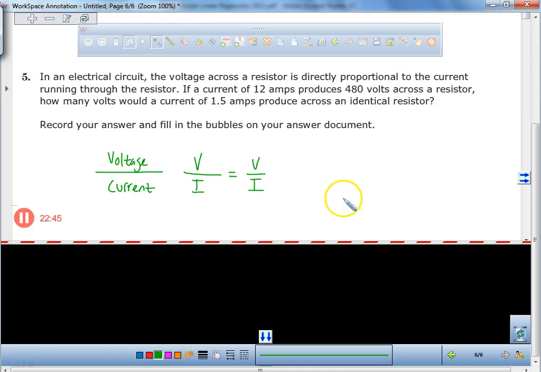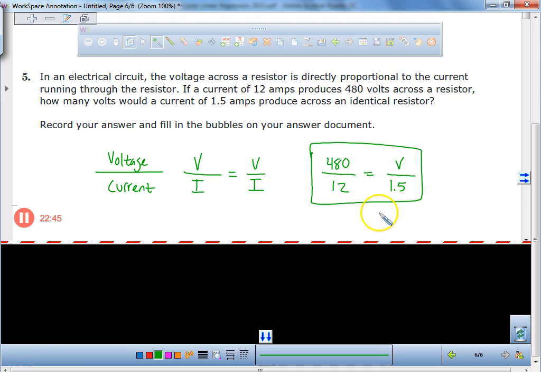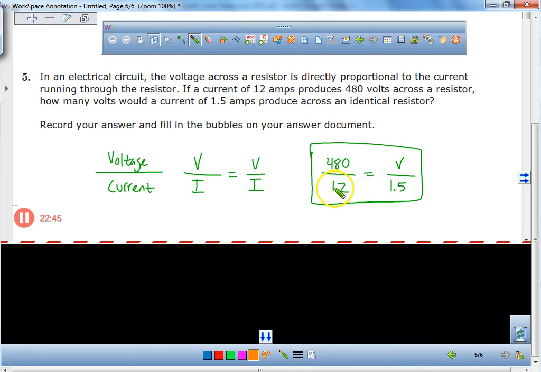Voltage over current. So if a current of 12 amps produces 480 volts, I'm going to put 480 on top, I'm going to put 12 on the bottom. How many volts, I'm going to put V right here, would a current of 1.5 amps produce? So here's your proportion. All you guys have to do is solve this proportion. Good luck.